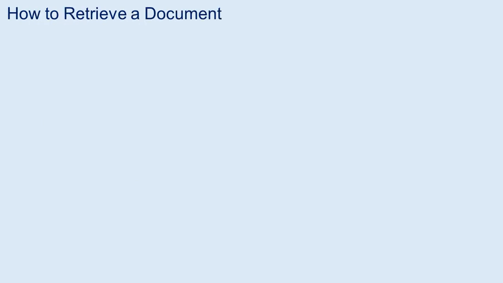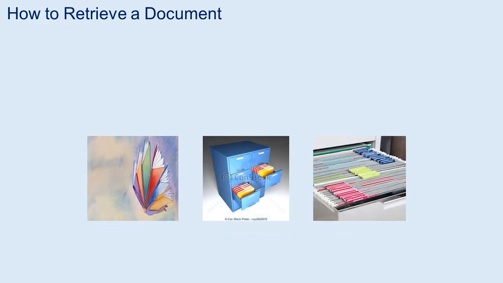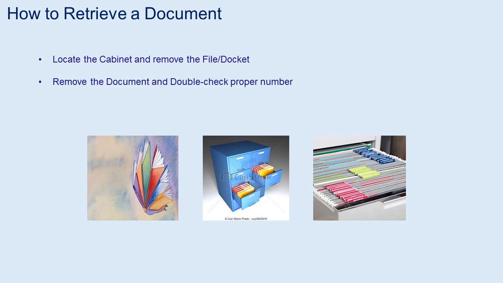How to retrieve a document? Locate the cabinet and remove the file dockets. Most of the time what happens is a document controller with high confidence enters the big record room without a tracking record of filing cabinets in his hand, and this becomes a waste of time. So it is very important to first locate the cabinet number, rack and its location in the record room before entering to search. Remove the document and double check the proper number.